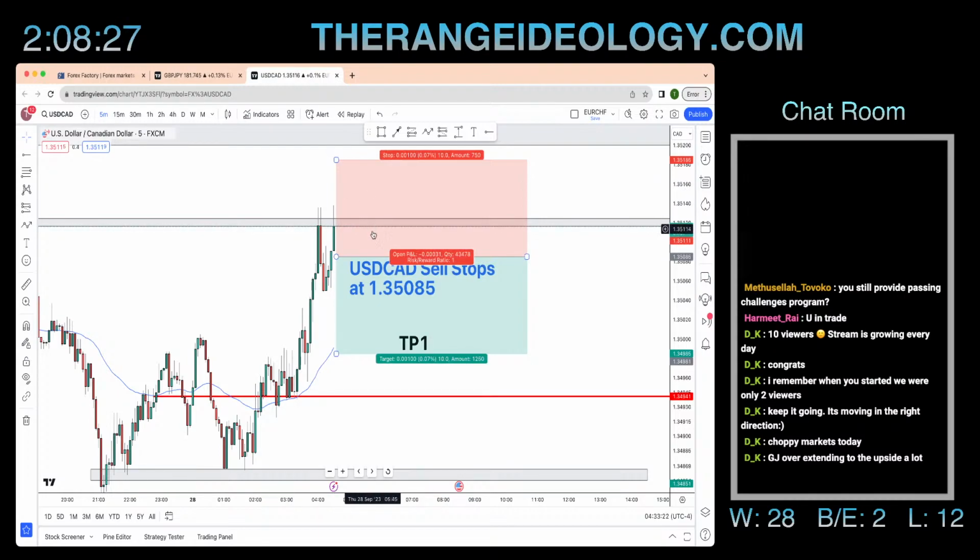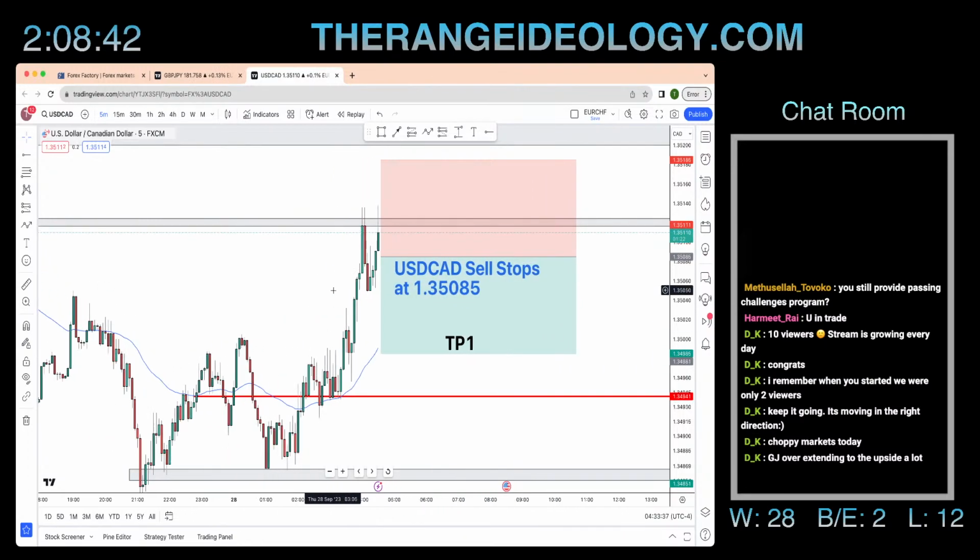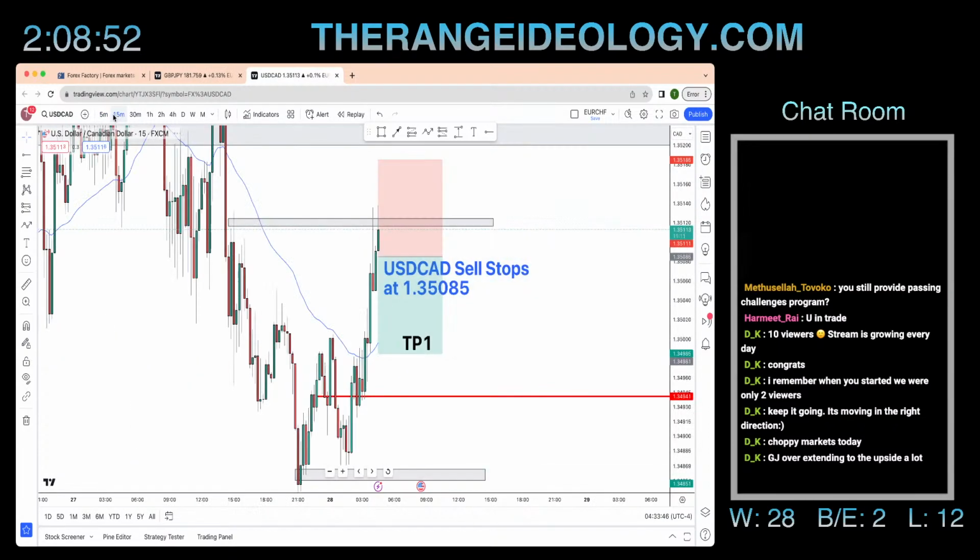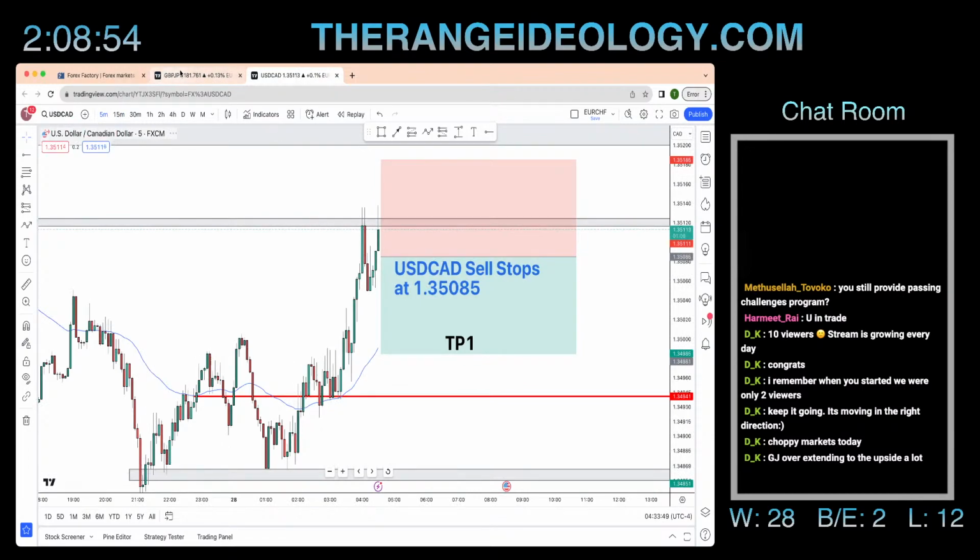135.085 is our sell stop with stop loss 10 pips, 135.185, and our TP1 is set at 134.985. All right, we're about to be tapped in. Let's see here. Just about to be tapped in.